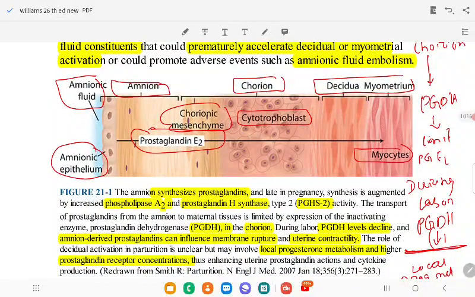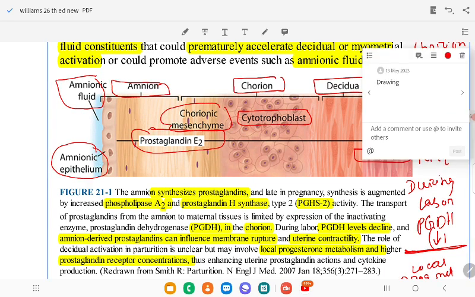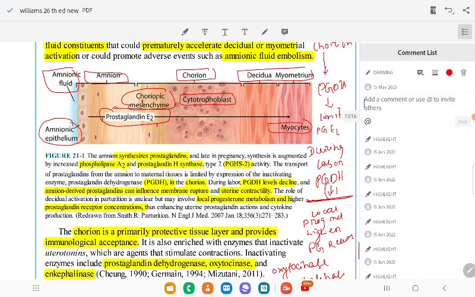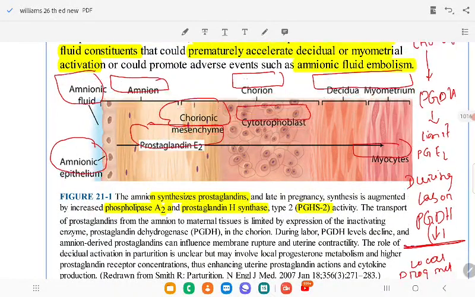Okay. This is the amniotic fluid. This is the amnionic epithelium. This is the amnion chorion mesenchyme. And this is the decidual cytoplast.